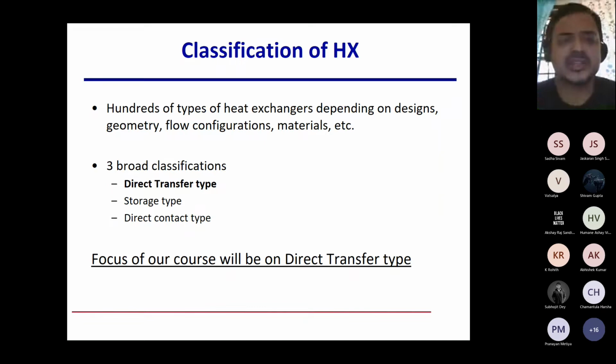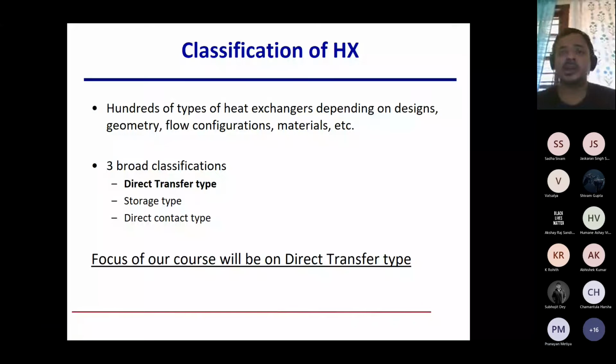So if you talk about classification of heat exchangers, there are thousands of different configurations. So if you ask me how a heat exchanger looks like, I won't be able to tell you. I'll be able to tell you some of these. I won't be able to give you one definite answer.